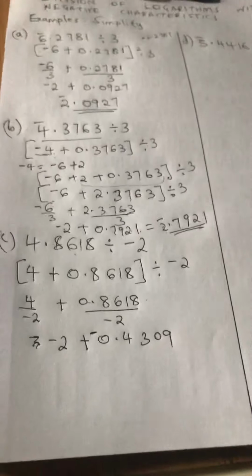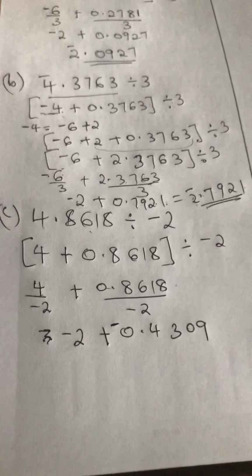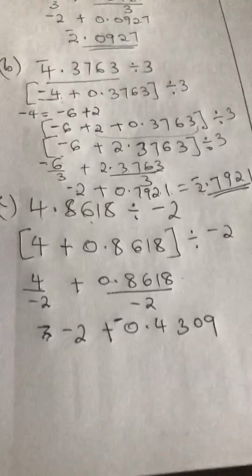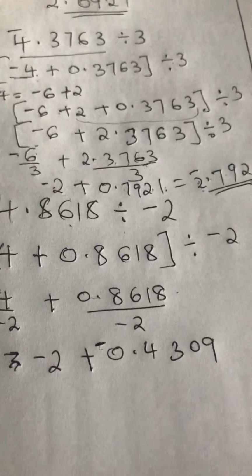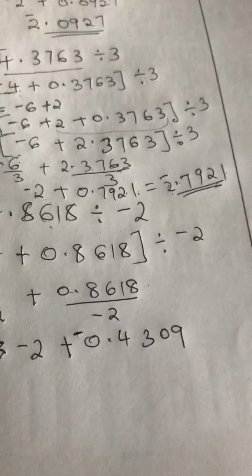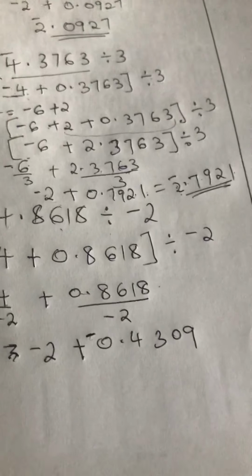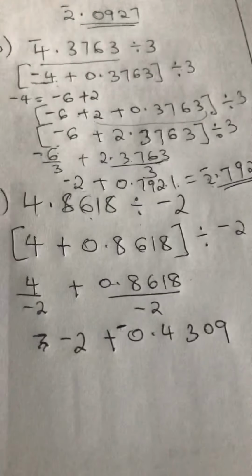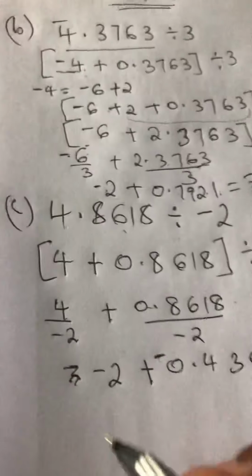Lakini kumbuka what I have been telling you all along. The mantissa can never be negative. So we have to find a way ya kutoa hii negative, which nilifunza pale under multiplication of logarithms with negative characteristics. If you go back to that previous example, utaiona. So what do you do?